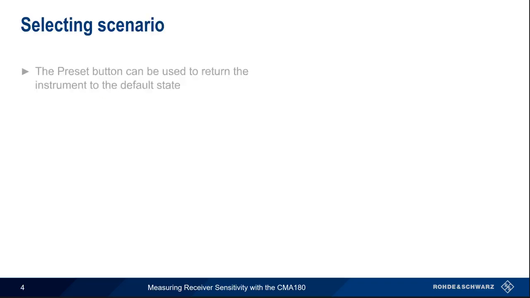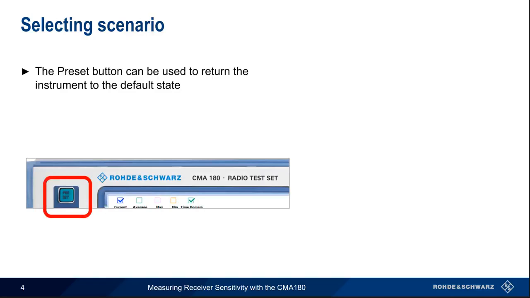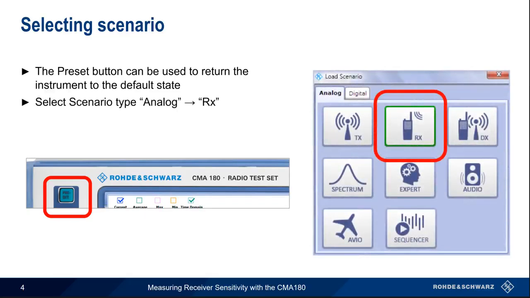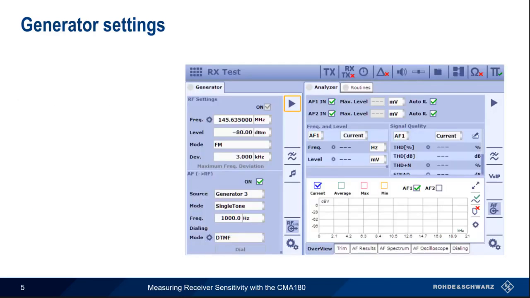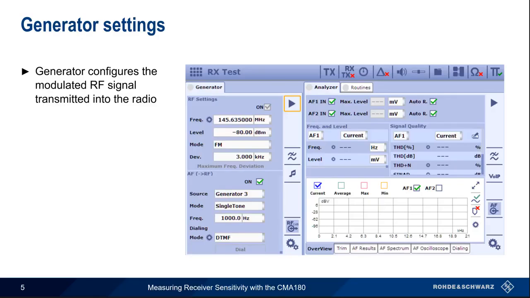If needed, the green preset button on the front of the CMA180 can be used to return the instrument to its default state. Sensitivity is a receiver measurement, so we start by selecting RX from the list of analog scenarios. For our sensitivity test, the CMA180 needs to generate a modulated RF carrier that is input into the radio under test, and this is configured using the Generator tab.